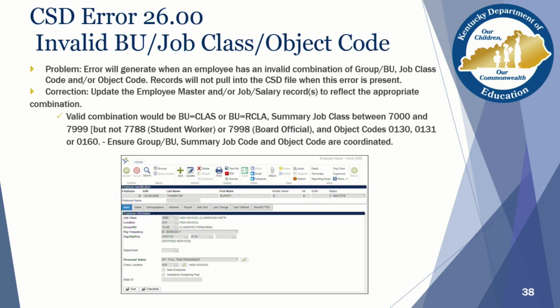Error 26 is an invalid combination of group BU, job class code, and object code. The error will generate when an employee has an invalid combination of group BU, job class code, or object code. Records will not pull into the CSD file when this error is present. To correct this, you need to update the employee master and/or job salary records to reflect the appropriate combination.